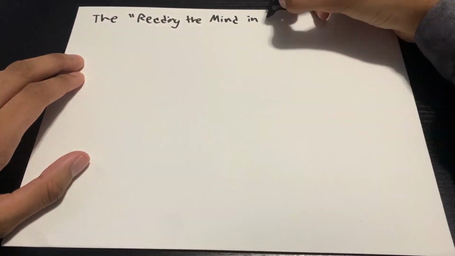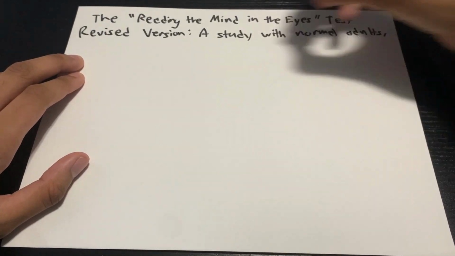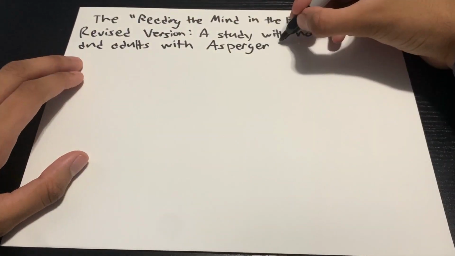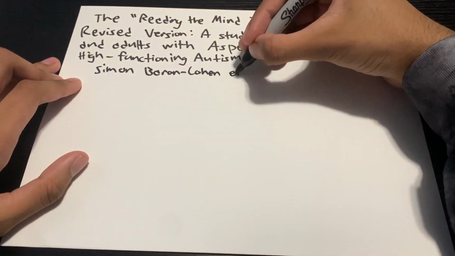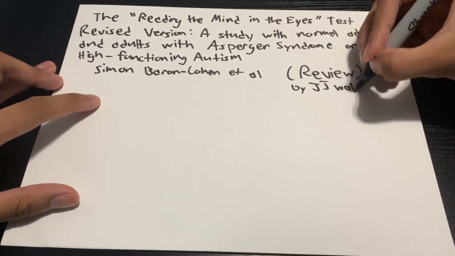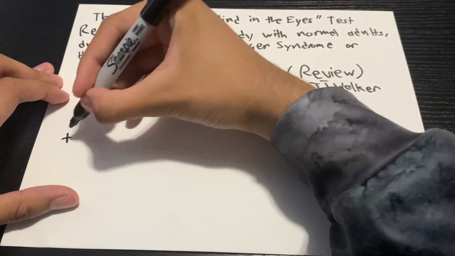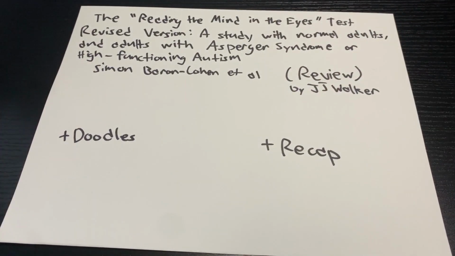Welcome to the Reading the Mind in the Eyes test revised version, a study with normal adults and adults with Asperger's syndrome or high-functioning autism, or the Baron Cohen et al. Review. This video will have me writing down parts of the study while also doodling to help with attention. You can follow along, but it's obviously optional.